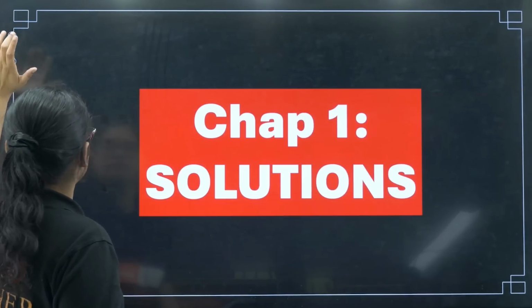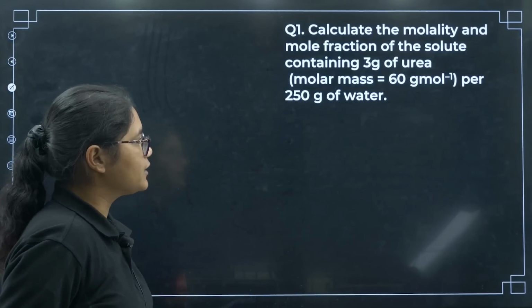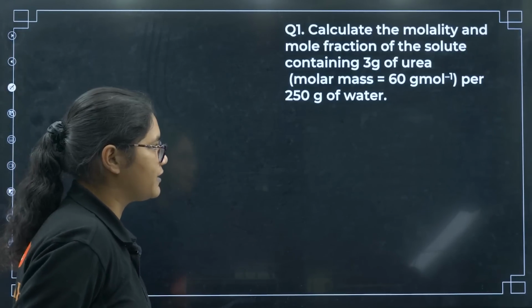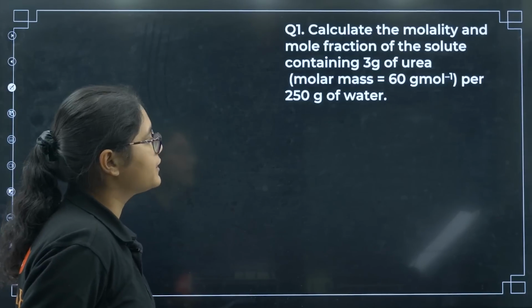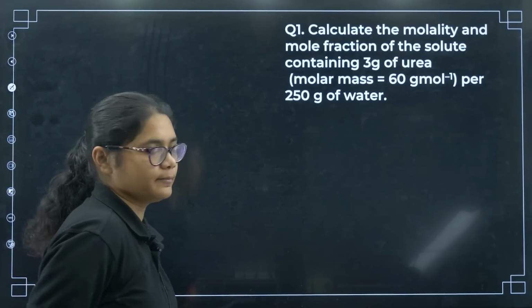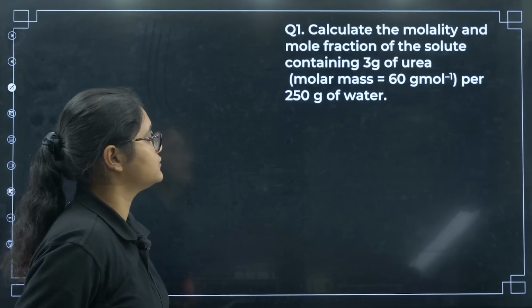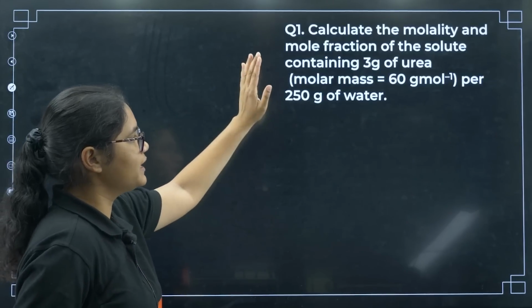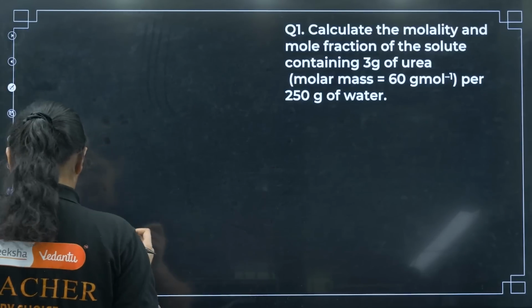Now move to the next question, question number 1. Calculate the molality and mole fraction of the solute containing 3 gram of urea per 250 gram of water. You have to calculate both the molality as well as the mole fraction. So let us now write down.